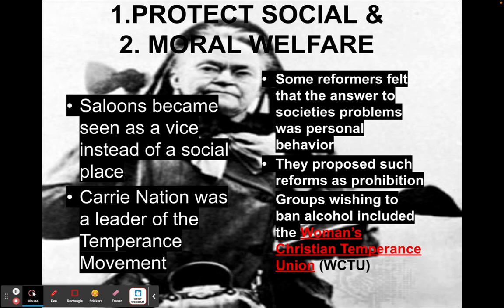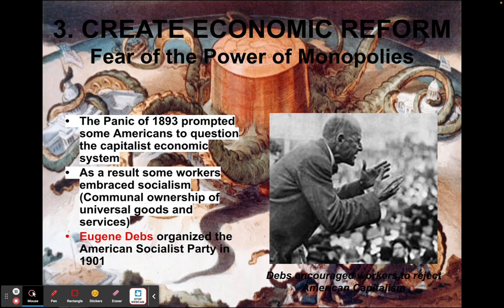Carrie Nation, that you see in the picture here, she was a leader of the temperance movement. She would actually take an axe and go into saloons and bars and would use an axe to chop the bar to pieces. Some reformers feel that the answer to society's problems was people's personal behaviors. They wanted to prohibit alcohol, like I said, so we will start to see the rise of the temperance movement. And that's paired with the moral movement, because people will act like better humans and be on better behavior if they're not drunk off of booze.